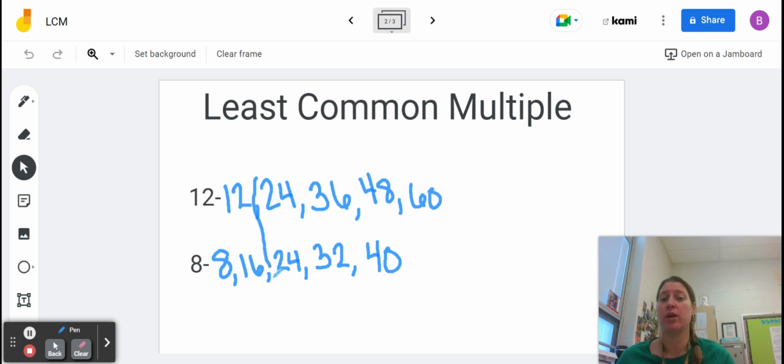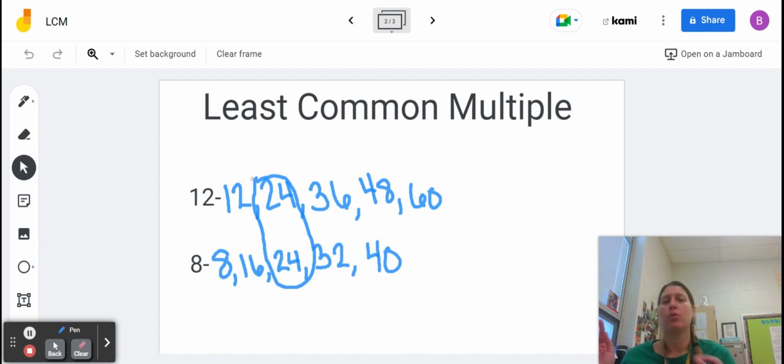So for this one, I did not have to extend my list out. I just had 24 in both lists. It is the smallest number that they both share. So my least common multiple of 12 and 8 is going to be 24.